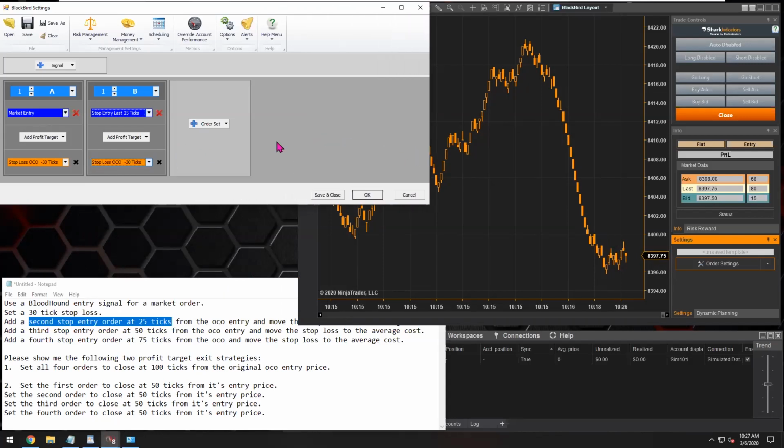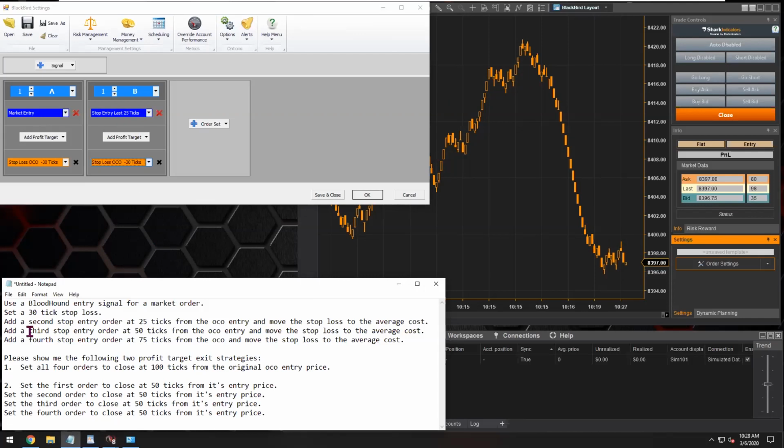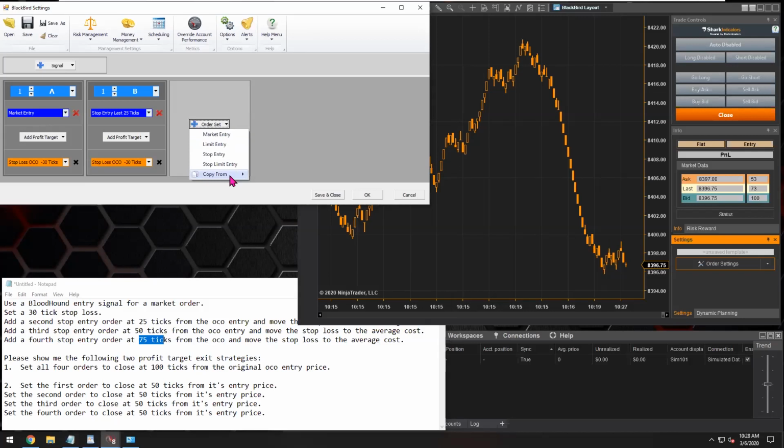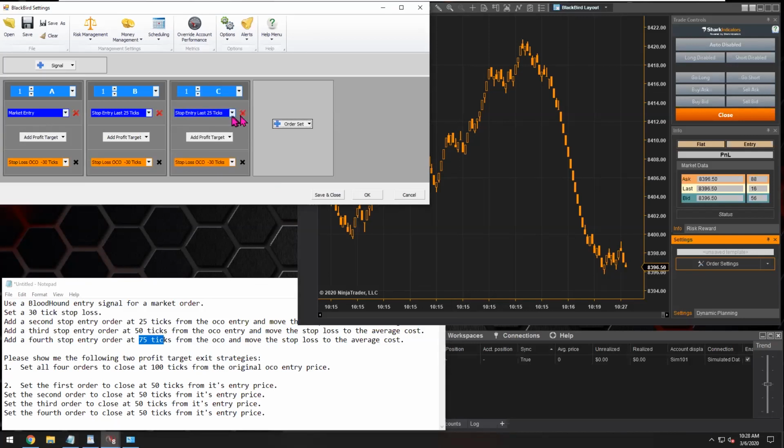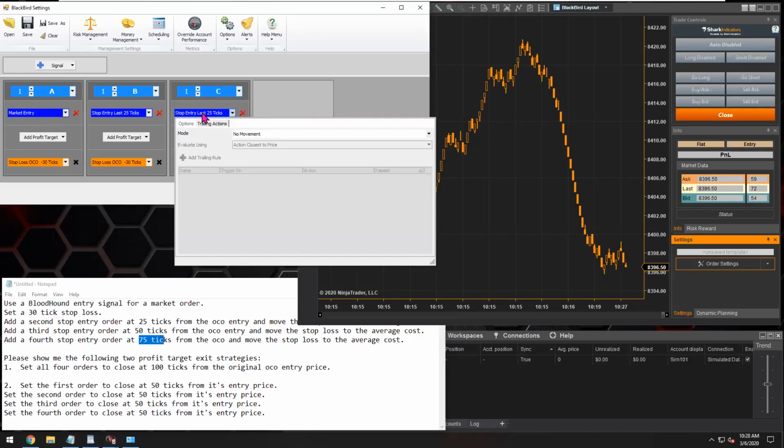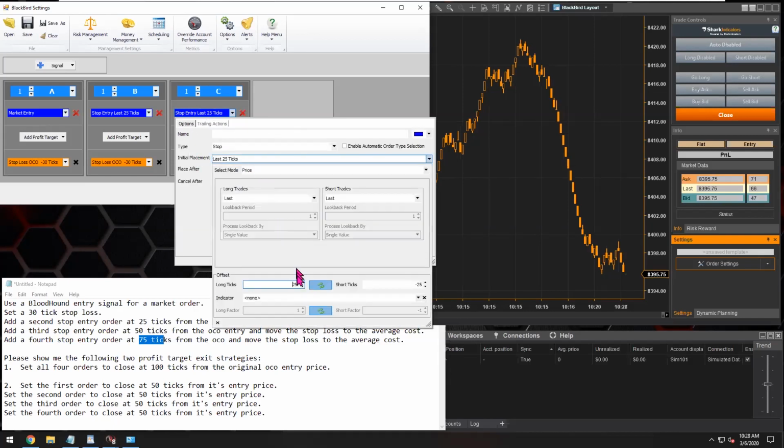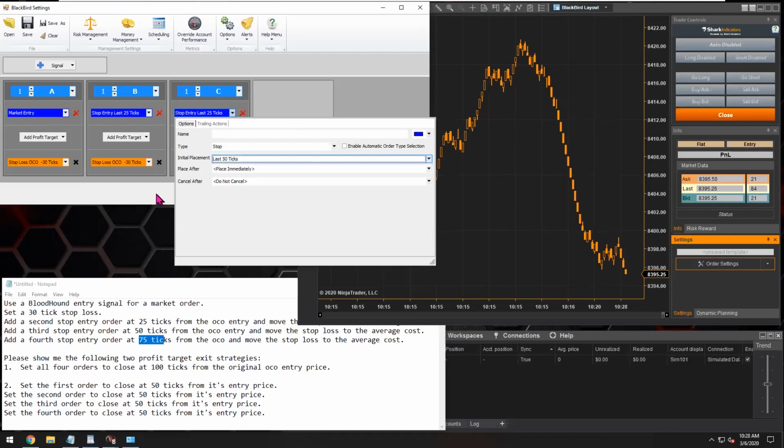There. All right. So now we can simply copy B, because the third entry, yes, we're just going to adjust it to be 50 ticks, and the fourth to be 75 ticks. So we'll make a copy of B, and then go into the entry order here, and go to the options tab, and adjust our offset to 50 ticks, like so.